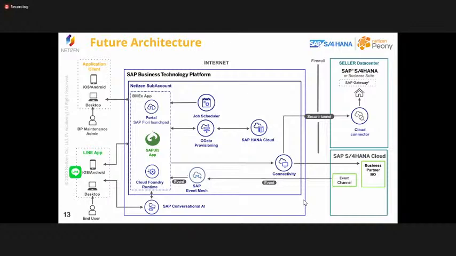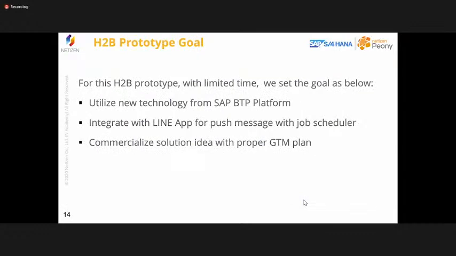Also, we run on the Cloud Foundry with the UI app and also Launchpad. And the most important thing is the job scheduler. We can personalize the system according to any user who might want to have the information 3 days at once. Please send the message at 9 o'clock in the morning, or please send the message in the afternoon. That is a thing that we can do. But for this hack to build prototype, because of the limited time, we would like to utilize the technology from BTP as much as possible, and we want to try to integrate the Line application with the push message by using the job scheduler.